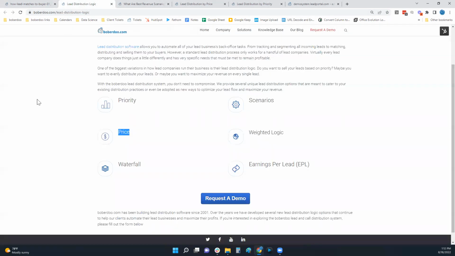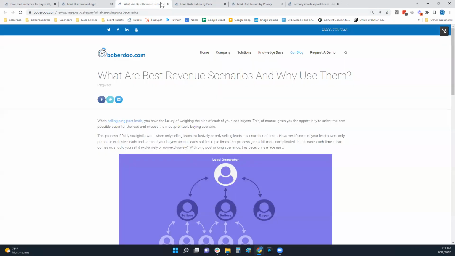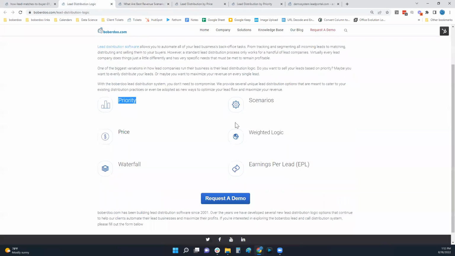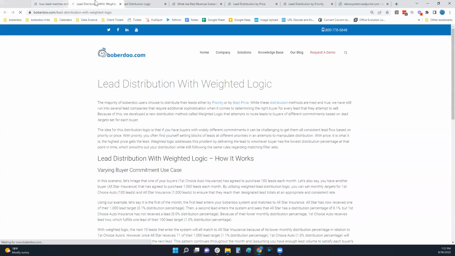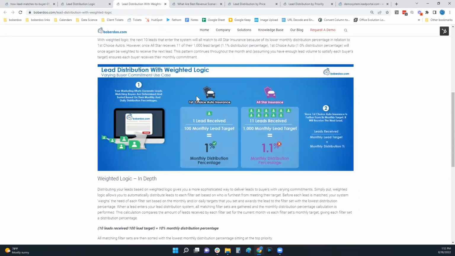Coming back to the distribution logic here, we're going to cover weighted logic next. Now, weighted logic is an evolution of the priority distribution. So if you'll remember with priority, it is an absolute match. If Grace is at 10 and Brett is at 5, Grace will get it every single time. With the weighted logic distribution, the idea here is that you don't want it to be absolute. You want some relativity to it.